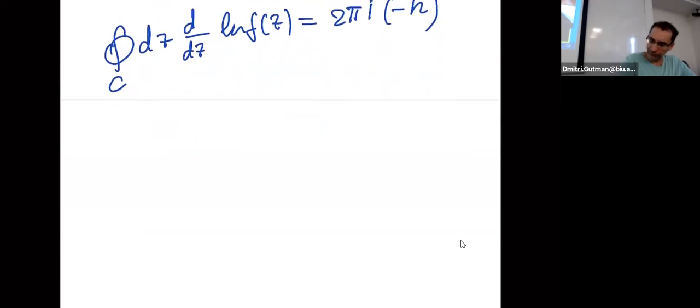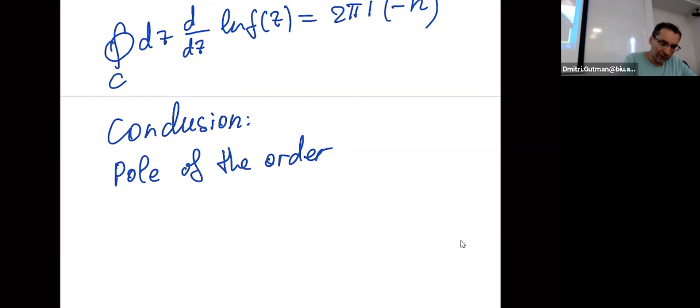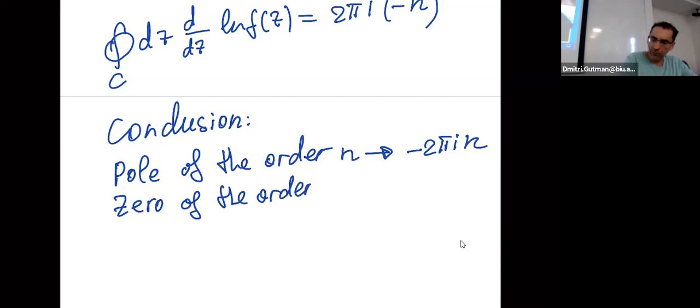So what do we learn from here? Conclusion. A pole of the order n contributes to the integral a contribution of minus 2 pi i times n. A zero of the order k, okay, let's give it a name, contributes a contribution of 2 pi i k.